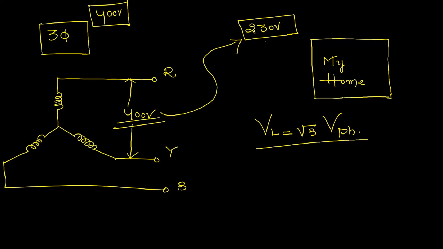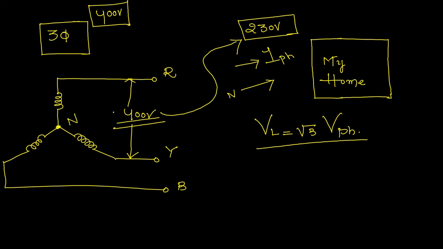Now actually, if you want to get 230 volts, we require only one phase and one neutral. So this is one phase and this is the one neutral point. That is the reason why, if you want to convert from 3-phase voltage to single phase voltage, we always use the star connection in the system.